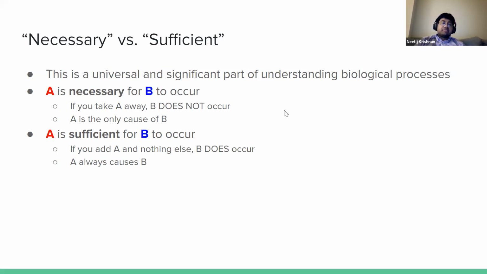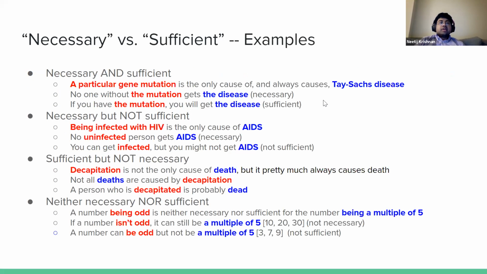So let's look at a few examples. Let's look at something that's necessary and sufficient. A particular gene mutation is the only cause of and always causes Tay-Sachs disease. No one without the mutation gets the disease, which means that it's necessary. And if you have the mutation, you will always get the disease. That's sufficiency. So this is necessary and sufficient.